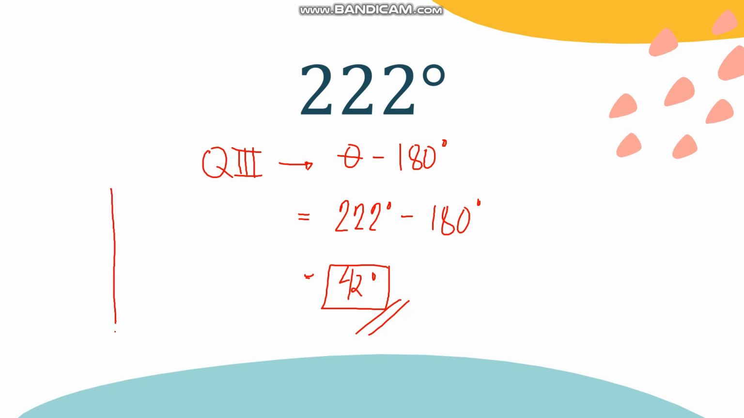So let's illustrate it again. Let's say this is the 222 degrees, this one right here. Since this is the terminal side, the smallest angle that it can form together with the x-axis is this angle right here, because the other one is already an obtuse angle. So this one is 42 degrees.